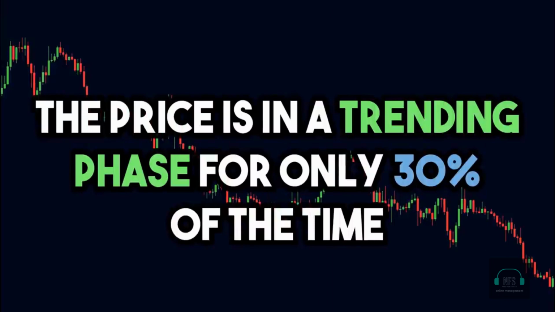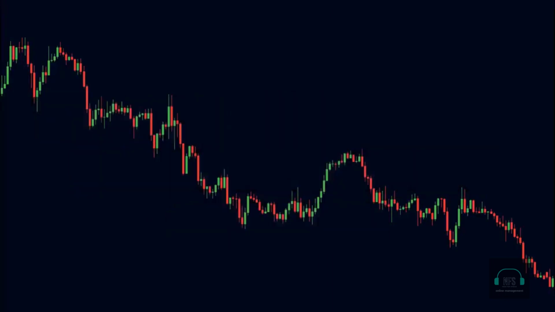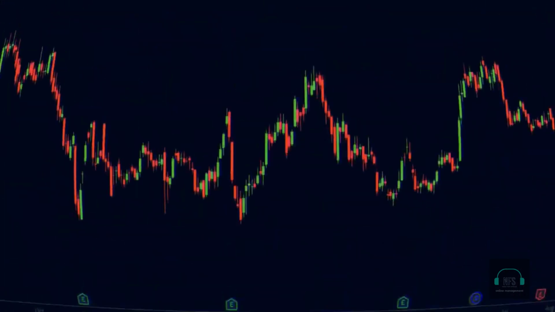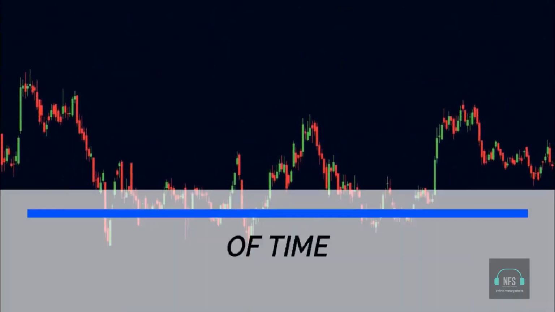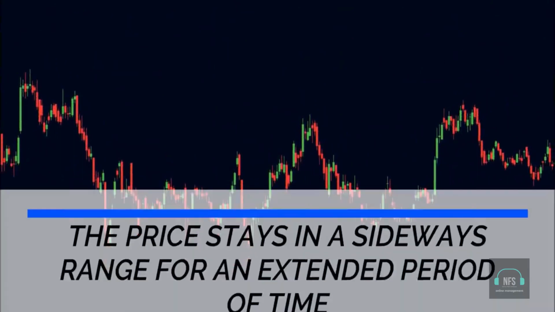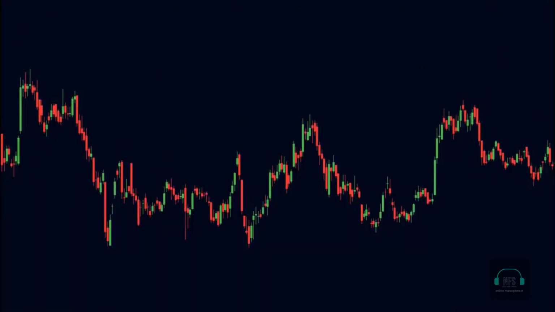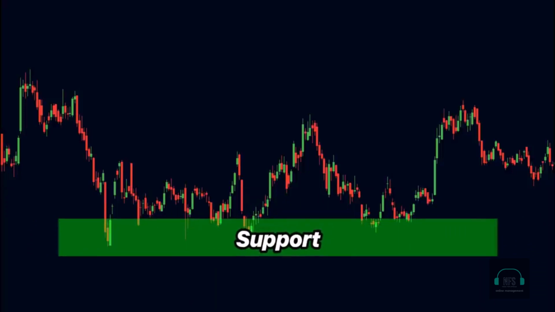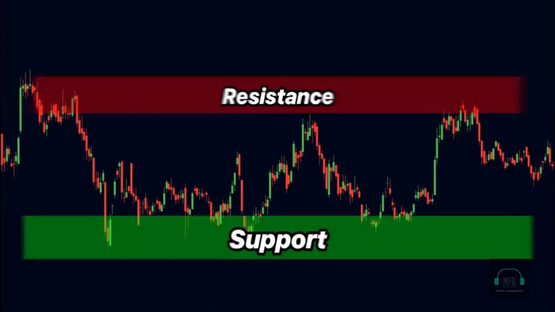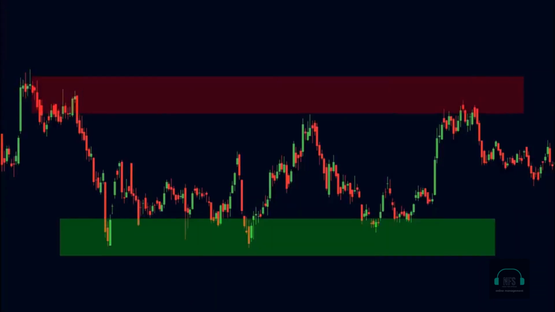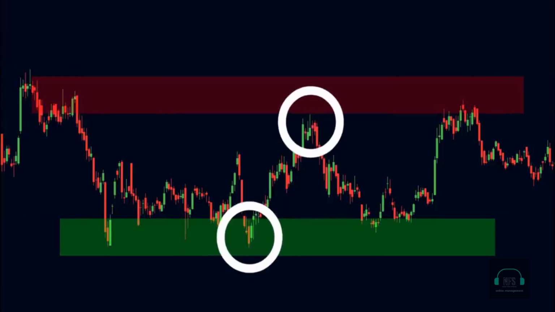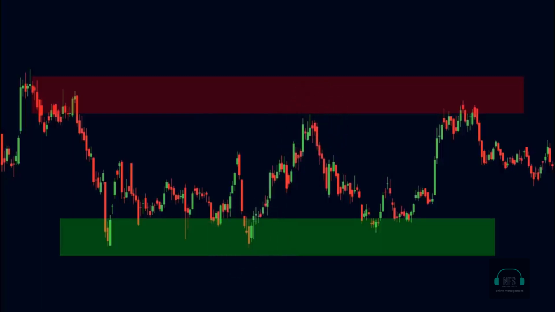The price of an asset is in a trending phase for about 30% of the time. For the rest 70%, the price is in a ranging phase. A ranging phase can be identified when the price stays in a sideways range for extended amounts of time. This happens because the price is stuck between a major support and a major resistance level. In sideways phase, we will look to trade at the reversals on support and resistance levels, or we will trade the breakout of the range.